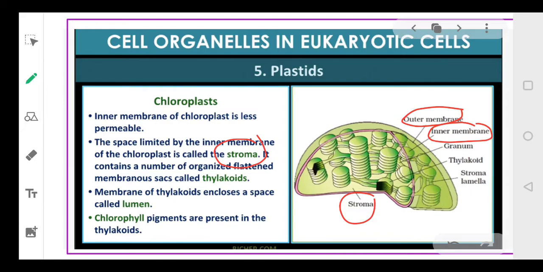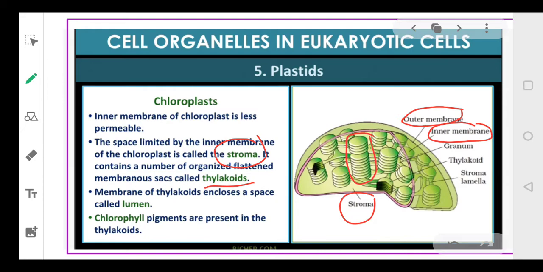Now inside the stroma, there are organized flattened membranous sacs. And those sacs appear as a pile of coins. So on seeing it, it looks as if a lot of coins are arranged in a pile. Okay, so there is a pile of coins which are arranged. This pile of coins is called thylakoids. This pile of sacs is called thylakoids. And it appears as a pile of coins, right?